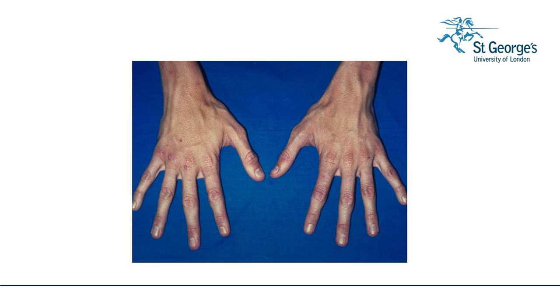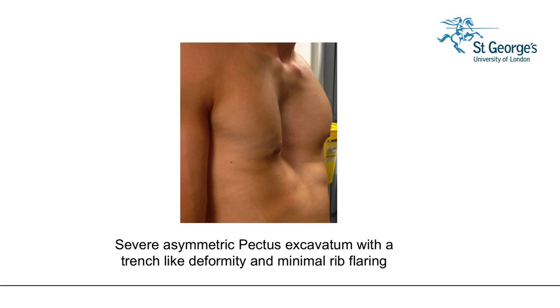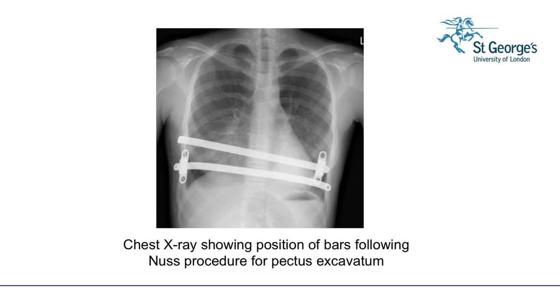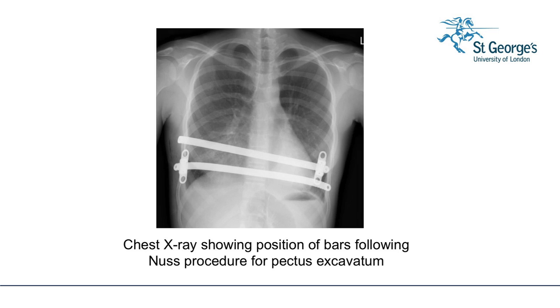This is a sign of overgrowth in the skeleton. Here we see a severe pectus excavatum, or dip in the chest, with a deformity and rib flaring below. This can be managed with surgery, placing NUSS, N-U-S-S bar underneath the rib margin to lift the excavatum. These can be removed at a future date if the patient requires cardiac surgery, but it's probably better to do the cardiac surgery first and repair the pectus deformity afterward.